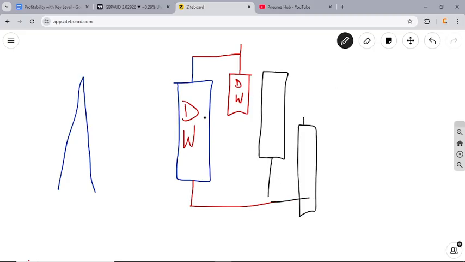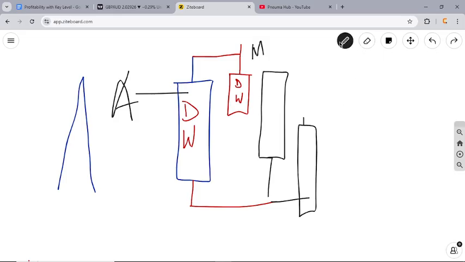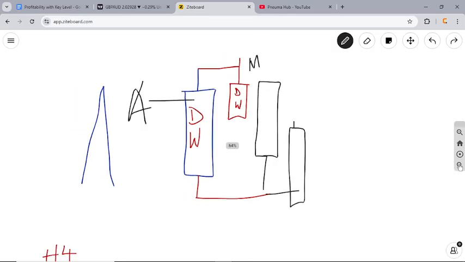According to some ICT, we call it accumulation, then manipulation, then distribution. I don't really care about the name. Most times this becomes high probability if we are already in a bearish market. What do I mean by that? Let's say we're in a bearish market.